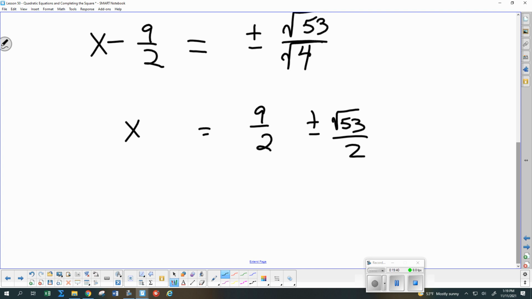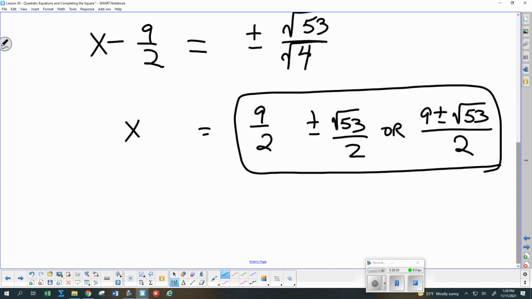You may leave it like that. No square roots and denominators. Or you may write it with one common denominator. Can we simplify root 53 at all? Nope. So we can't put it together with a 9. Sometimes you'll get a square root you can simplify some more and you need to reduce it. But in this case, these would be our final answers.